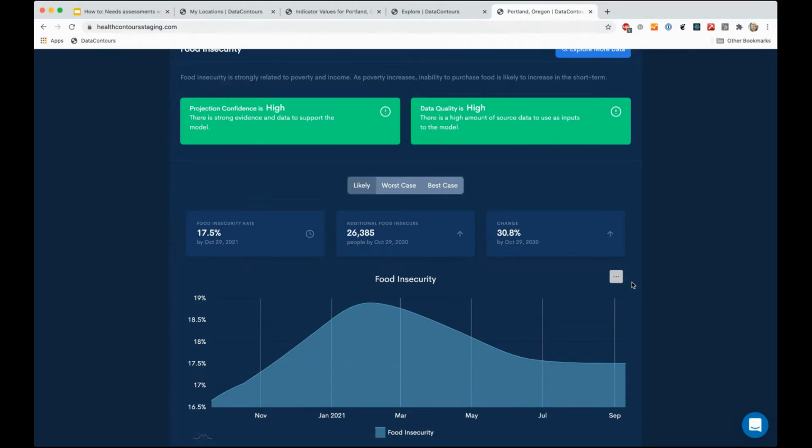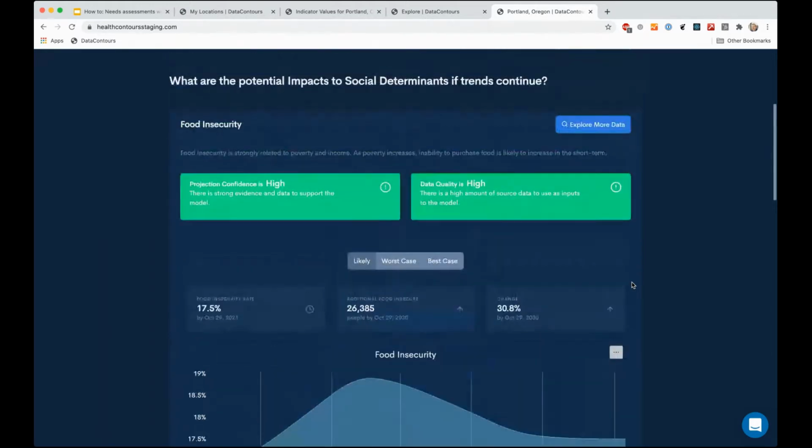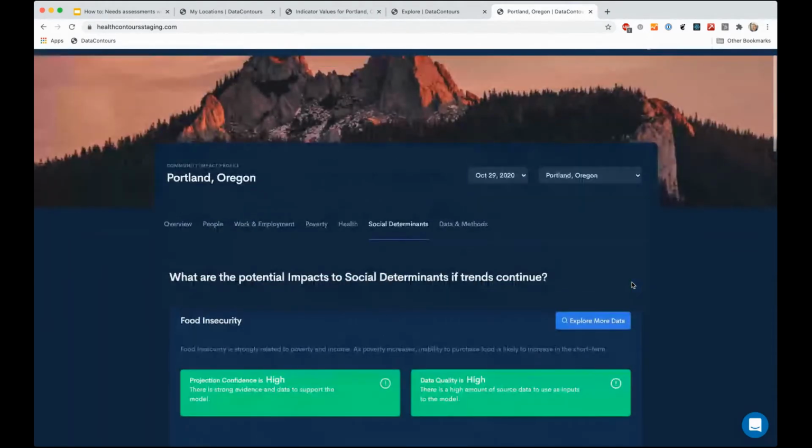It can also be a really helpful way of, because this model is run every week, using this more as a monitor dashboard to be able to come back to say, okay, this is what we thought things would look like a month ago or a week ago. What do they actually look like today? Are we trending better? Or are we trending worse? And what are the implications for our strategic planning?